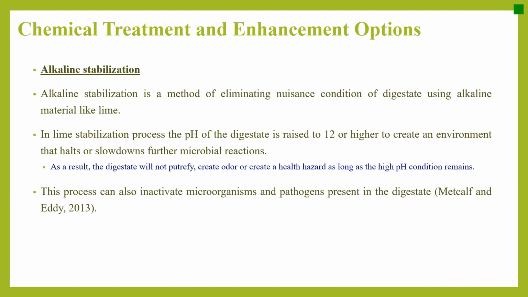Alkaline stabilization. Alkaline stabilization is a method of eliminating the putrescible condition of digestate using alkaline material like lime. In the lime stabilization process, the pH of the digestate is raised to 12 or higher to create an environment that halts or slows down further microbial reaction. As a result, the digestate will not putrefy, create odor, or create a health hazard as long as the high pH condition remains. This process can also inactivate microorganisms and pathogens present in the digestate.